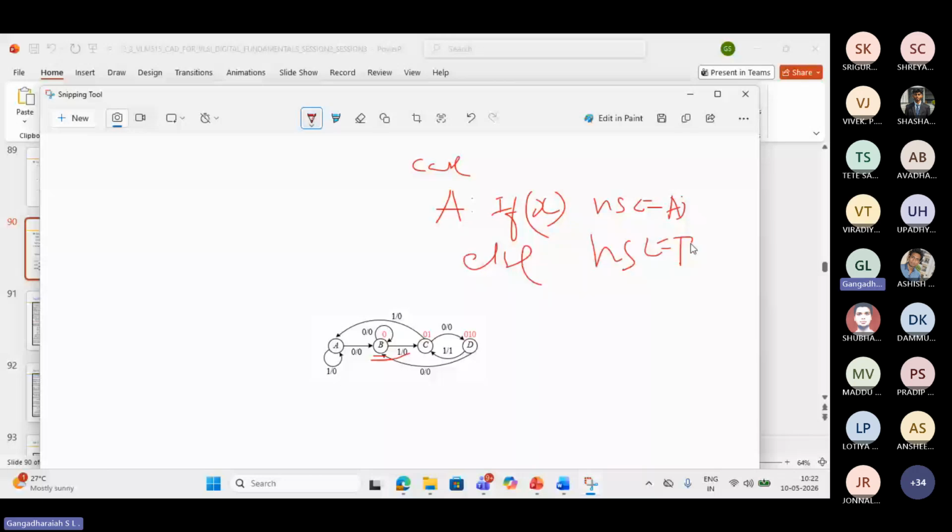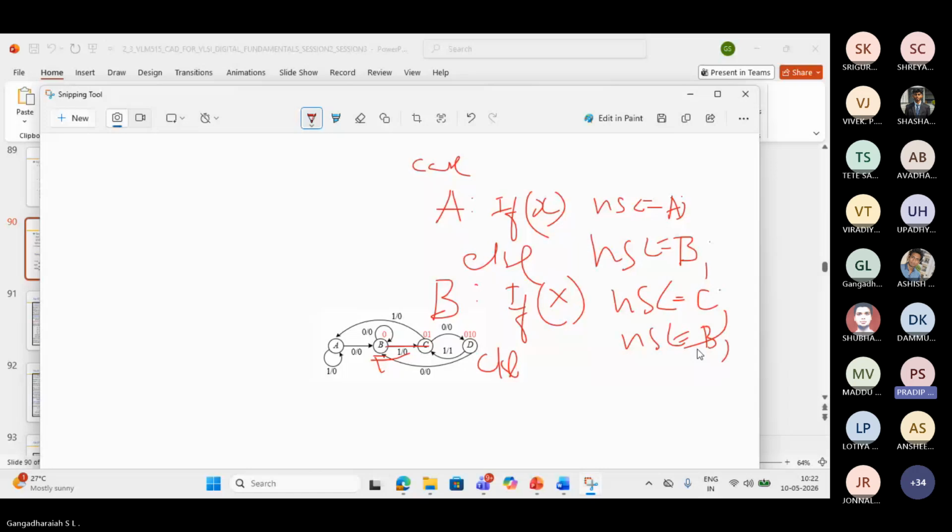Next, with B as the present state, you write like this: B. If X is 1, NS, the next state, is C. Else, if X is 0 with B as the present state, NS is B. Is this clear now? Did I clear your doubt? Yes, sir.